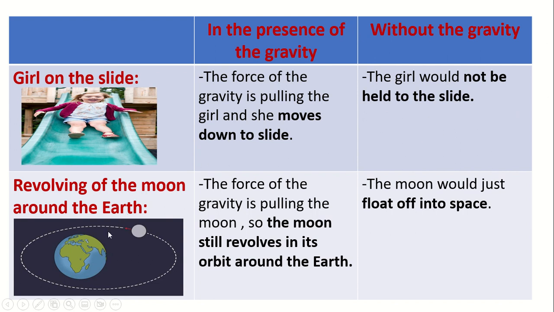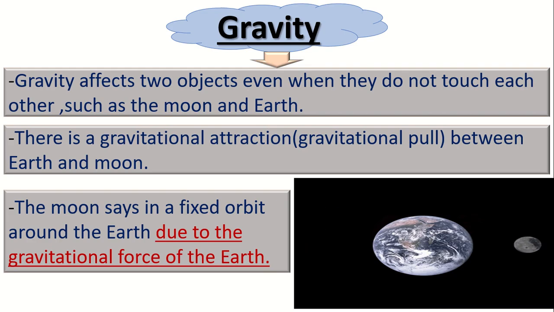Okay, let's see the second example. Here we have the moon, which is revolving around the earth all the time. Okay, in the presence of the gravity of the earth, what happens? The force of the earth's gravity pulls the moon, so the moon still revolves around the earth in a fixed orbit. Okay, without gravity, what will happen to the moon? If there is no gravity of the earth, the moon will float into space away from the earth. So without gravity, the moon will float into space.